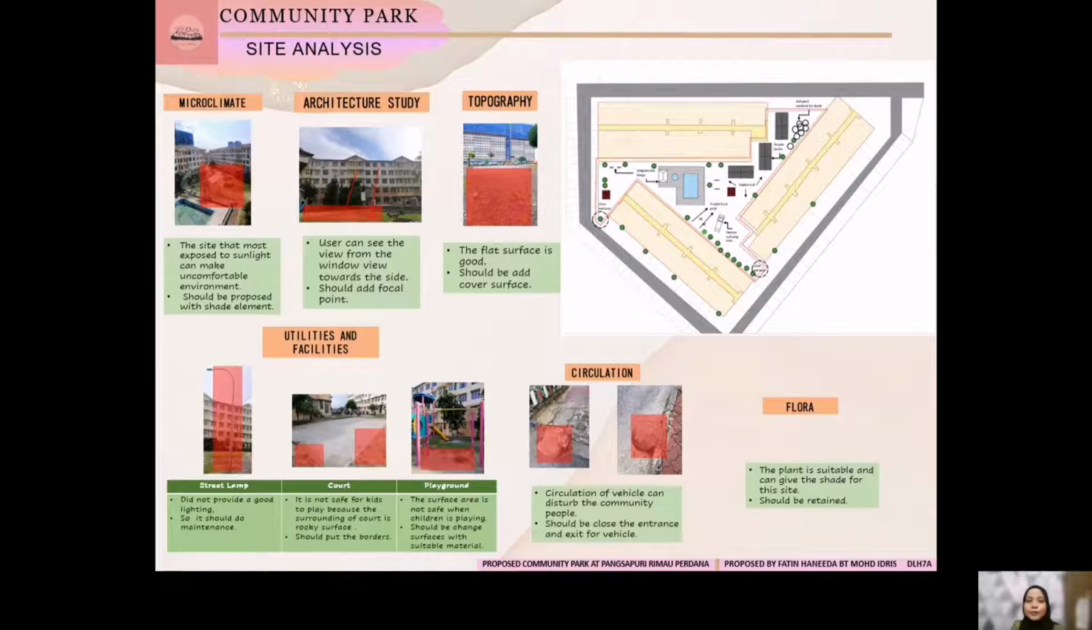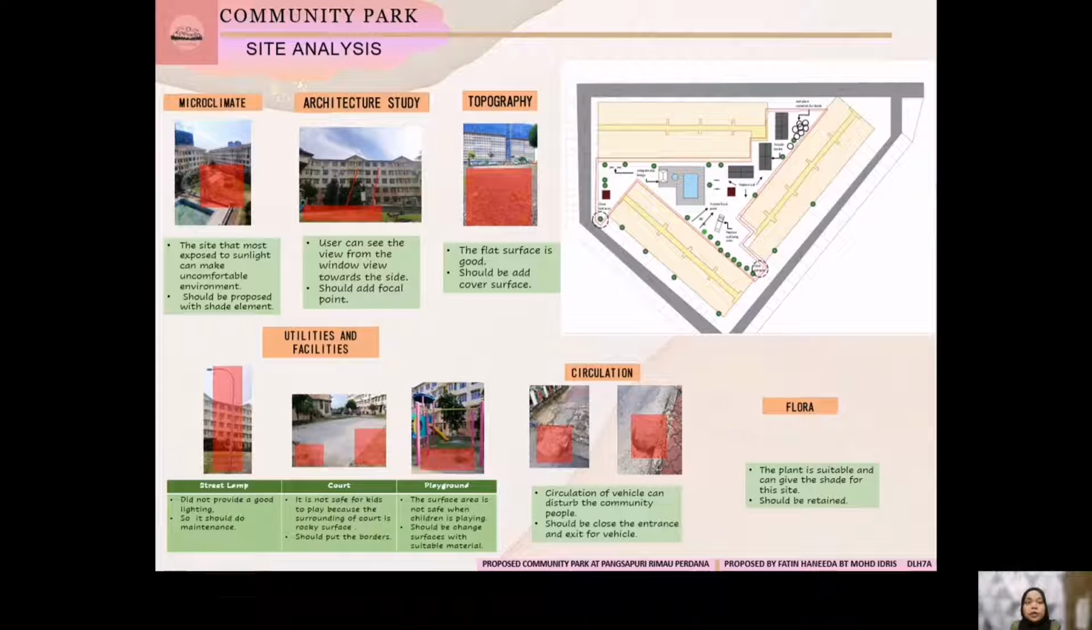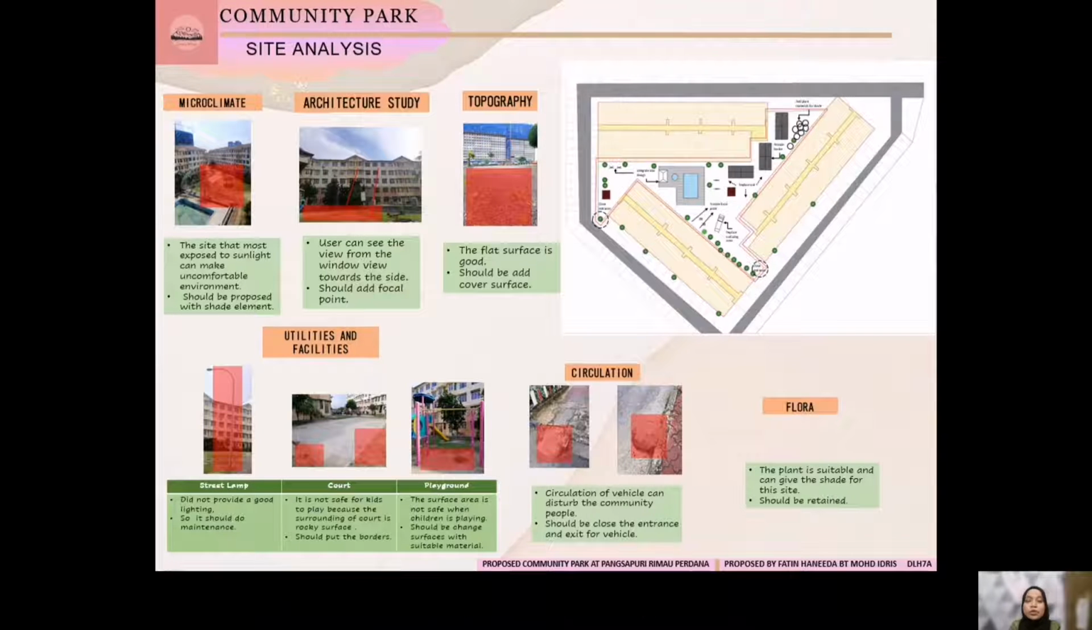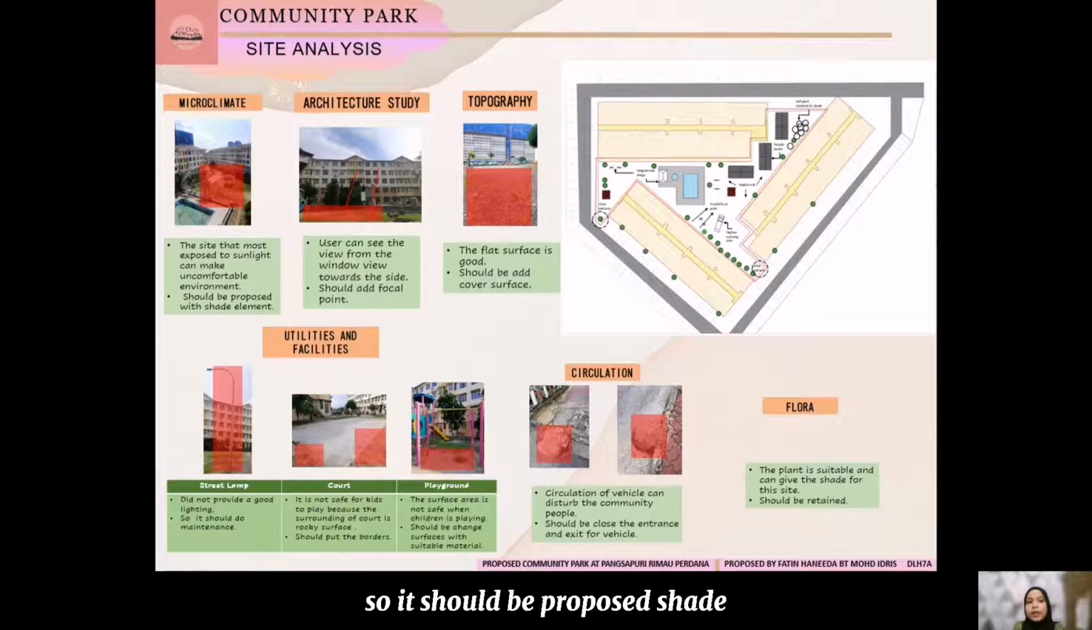So we move to site analysis. Site analysis is to evaluate the collected data from inventory and suggest the appropriate solution for problem solving. So first one is microclimate. The red square shows the site that is most exposed to sunlight and can make an uncomfortable environment. So it should be proposed with shade element.